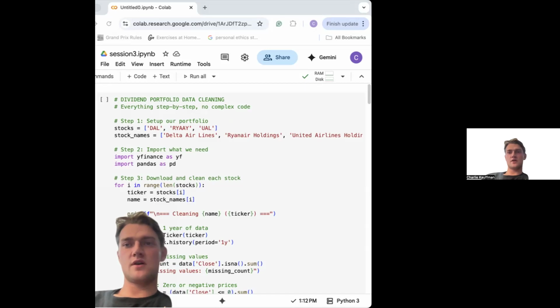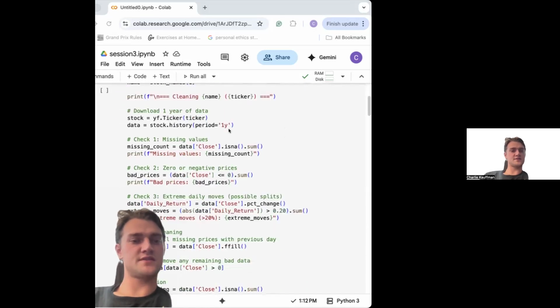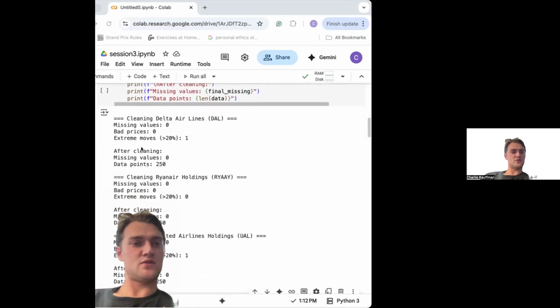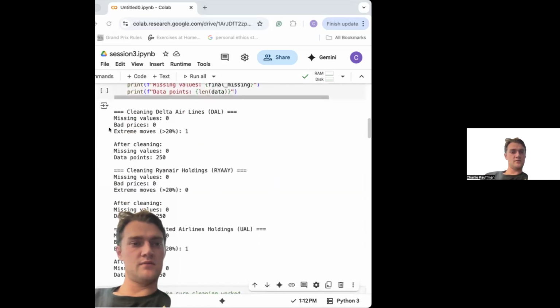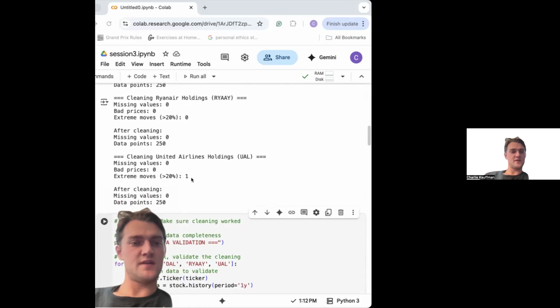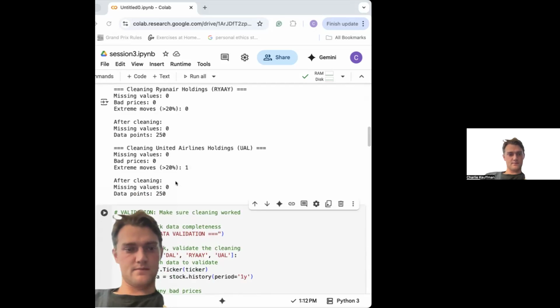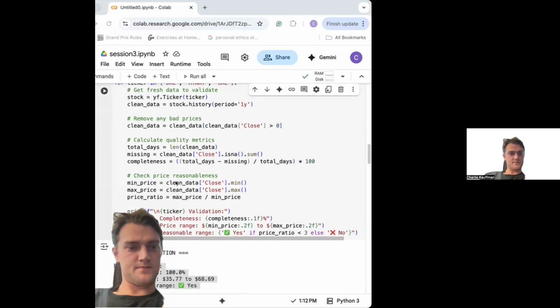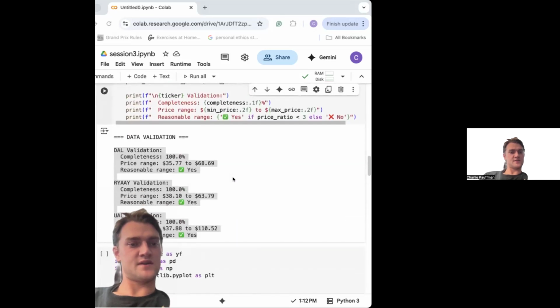So here is the code from the session. I just downloaded it and changed the stocks from the ones that were here to my three stocks, and then it came out with these. You can see that on this code, it gave me one extreme move for Delta and one extreme move for United. After cleaning, it zeroed out. Then here I did the same thing, changing the stocks, and they all checked out. So that's perfect.